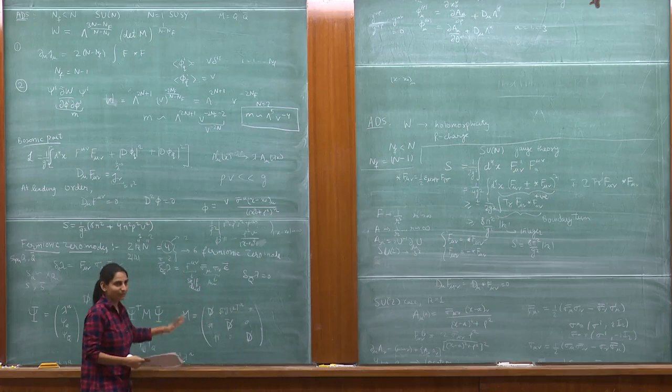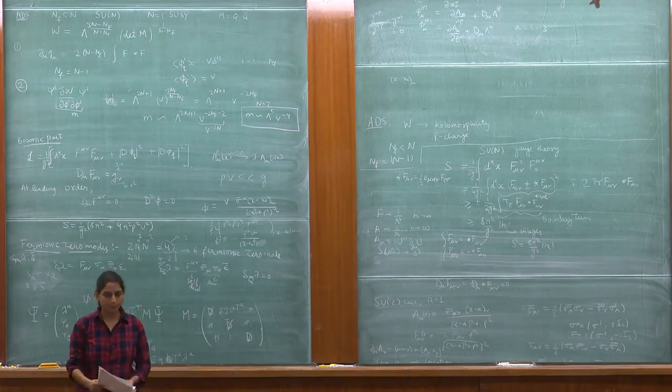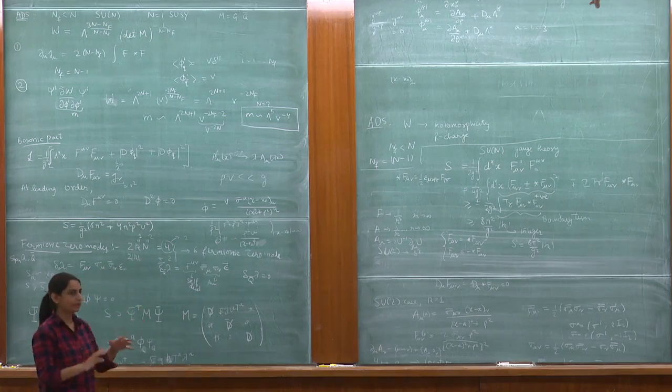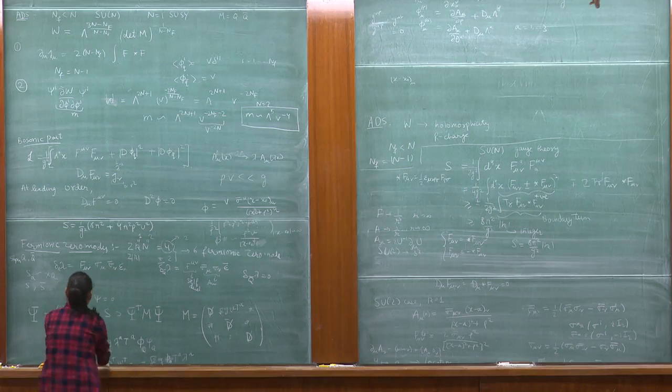So this is very vague. Maybe what would be useful is if you could outline the logic first before the algebra. Yeah. So what we are doing is we want to calculate the mass of chi, this operator.